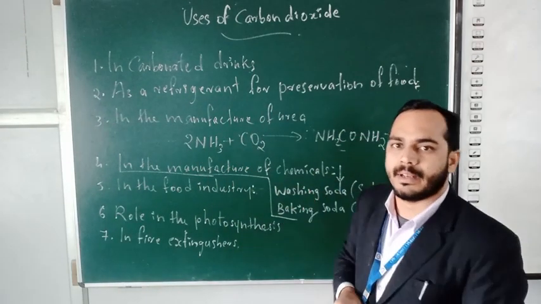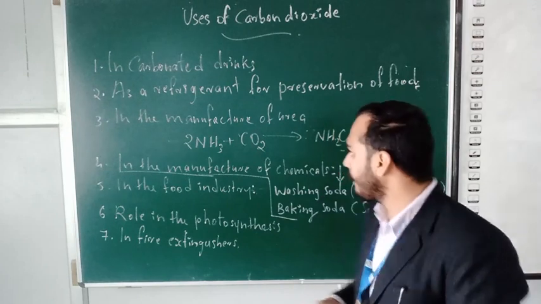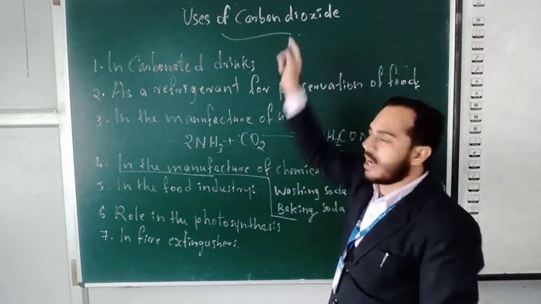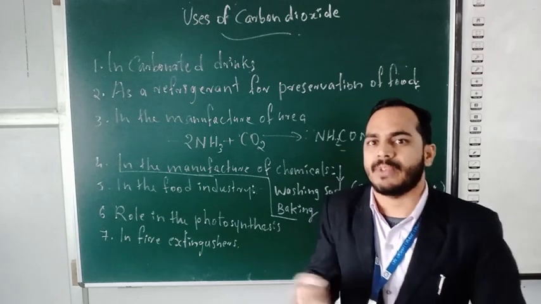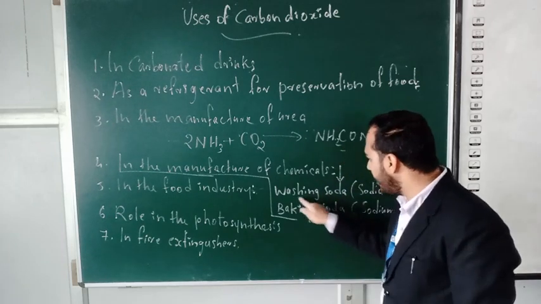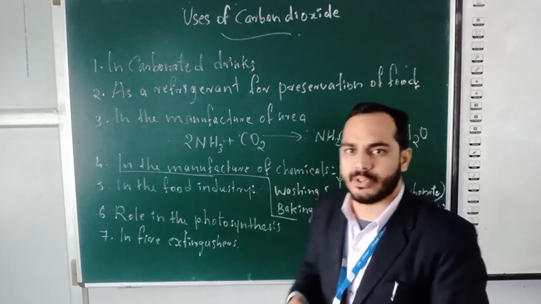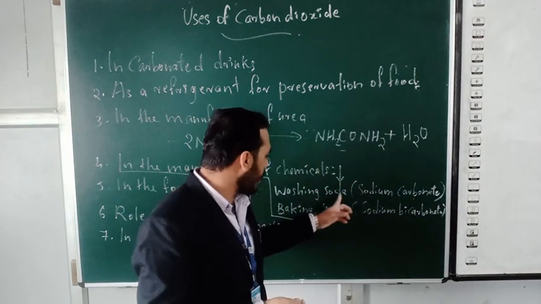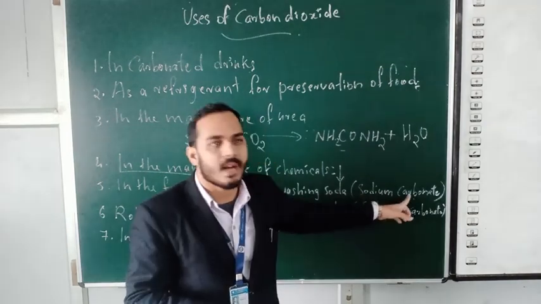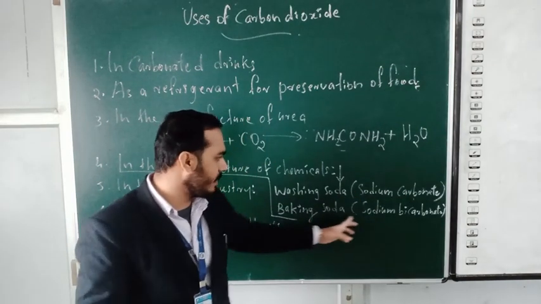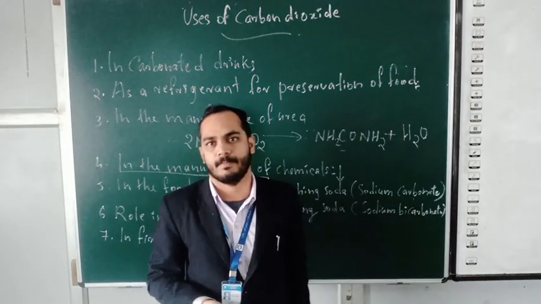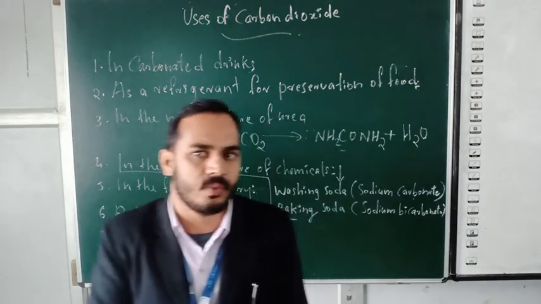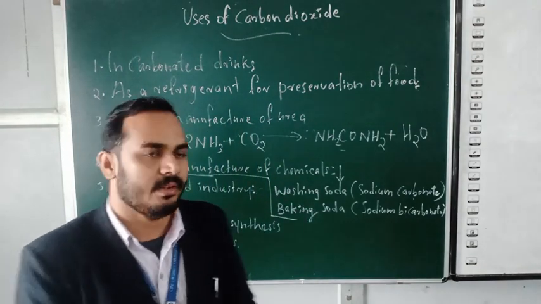Manufacturing of chemicals. Some chemicals are manufactured with the help of carbon dioxide. Let's see which substances. Mainly washing soda and baking soda. The washing soda is also named sodium carbonate and the baking soda is called sodium bicarbonate. Okay. So for chemical manufacturing, carbon dioxide is very important for us.